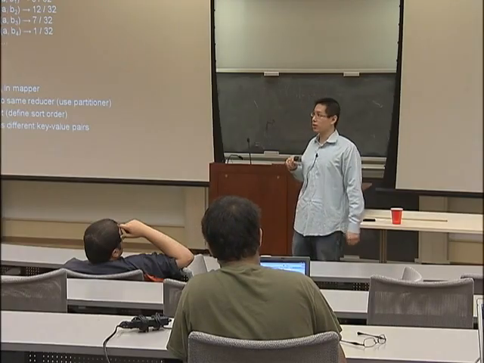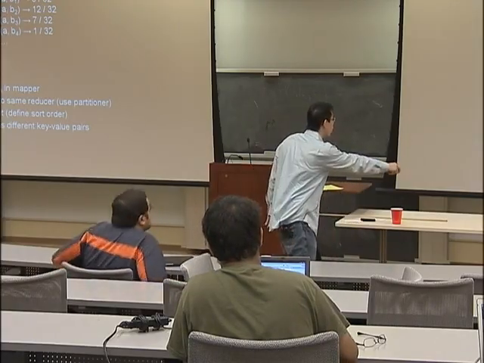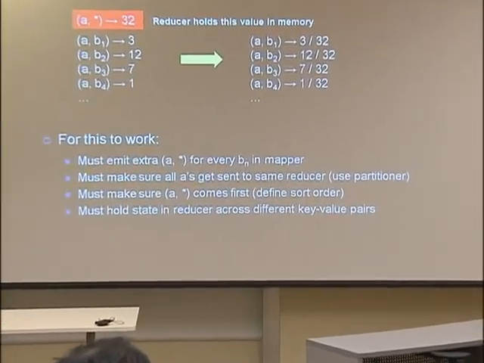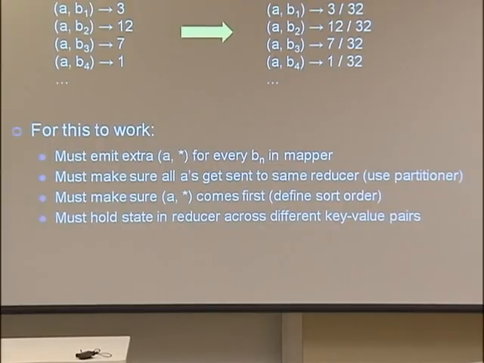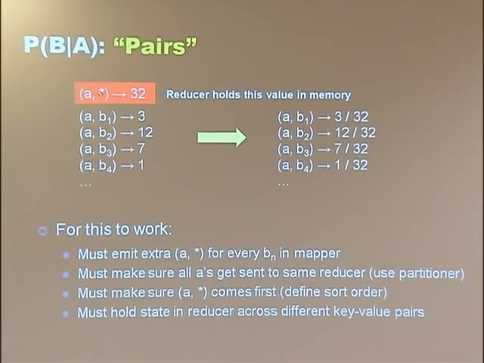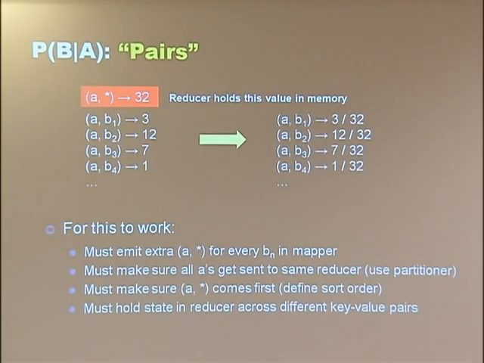One final piece is that you've got to make sure all the A's go to the same reducer. That might not be the case, because by default, you're going to take the hash value of the key and mod it by the number of reducers that you're running. So it might be the case that this one goes here, this one goes there, and then it won't work. So basically, you have to write a custom partitioner such that all the tuples that have the same left place go to the same reducer.